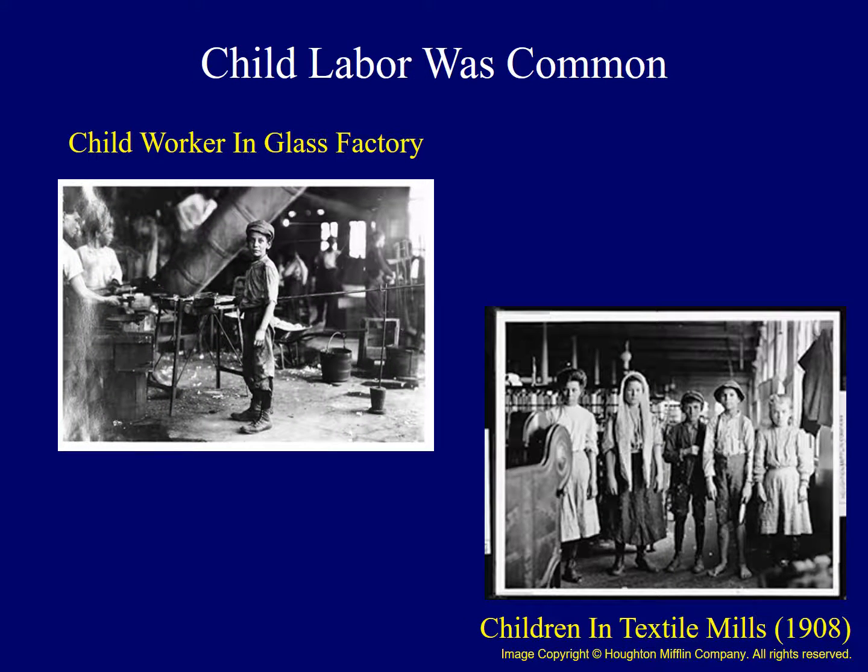Here we see children working in a variety of different capacities. In the upper left, we see someone working in a glass factory. On the bottom right, we see children in the textile mills. There were many children who worked in southern textile mills doing a variety of different jobs.